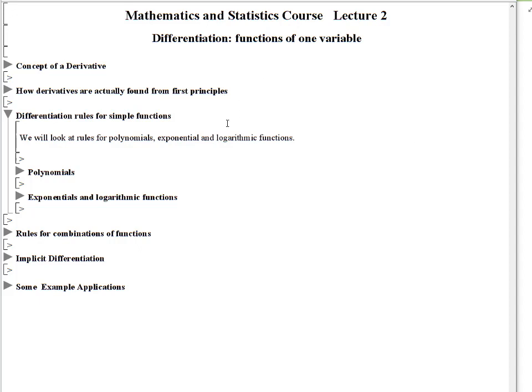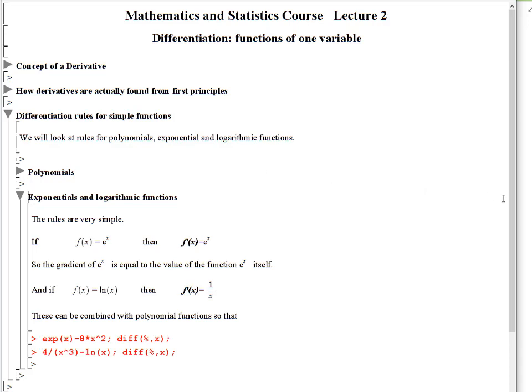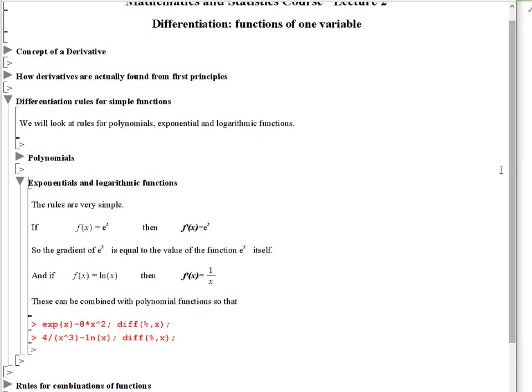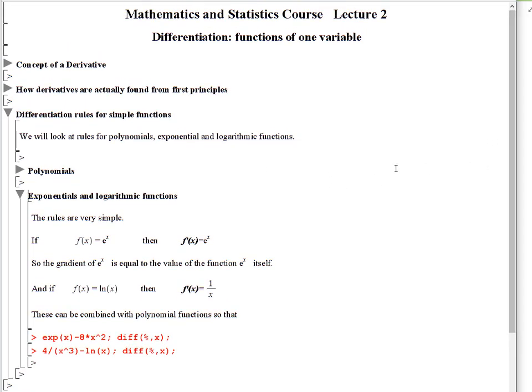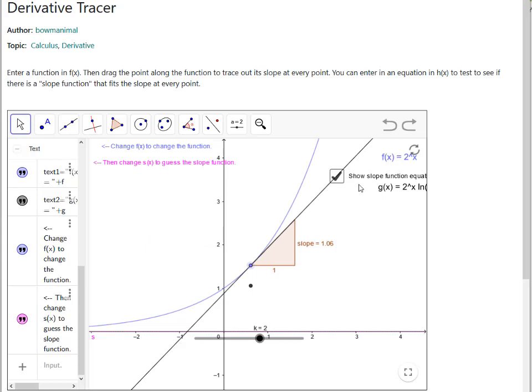In this short video we're going to look at how to find the derivatives of exponentials and logarithmic functions. If we expand this, we'll find that the rules are extremely simple. So let me just give you some justification for these very simple rules before looking at some examples.